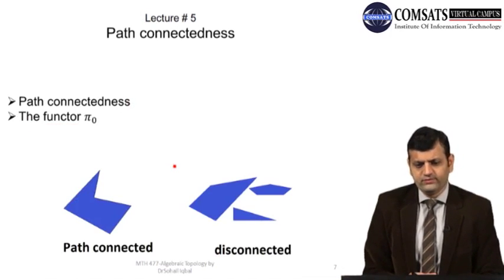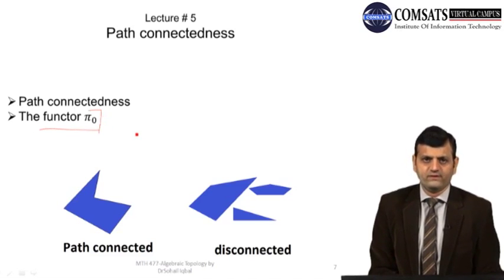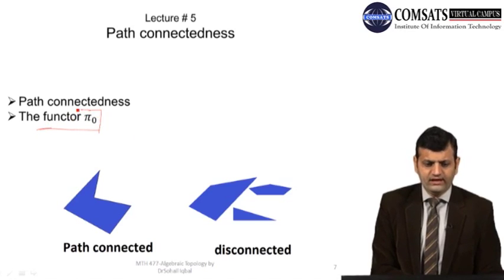In lecture number 5, we discussed what is path connectedness, and we discussed this functor. Notice that I have said earlier that in lecture number 2 we discussed what are categories and what are functors, and notice that we have been using these things again and again in our lecture notes. Okay, so what is path connectedness?